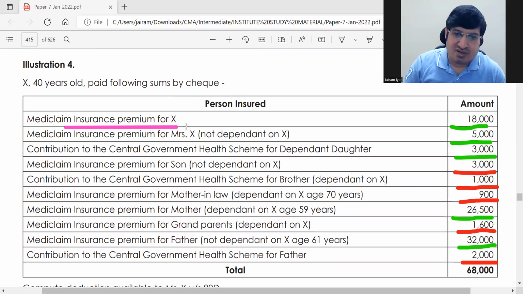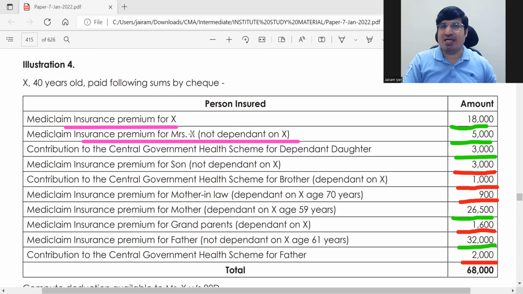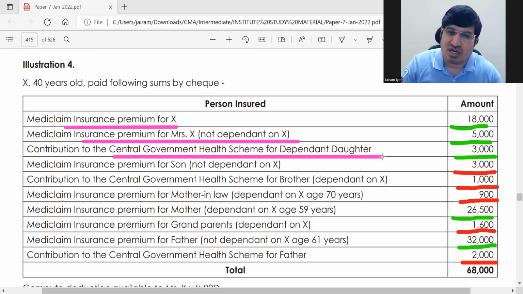Then mediclaim for Mrs. X. Whether dependent or not, it's not material. For wife and parents, you don't have to see whether dependent or not. Only children should be dependent. So 5,000 we will take. Then next is contribution to CGHS for dependent daughter. This also you can take.